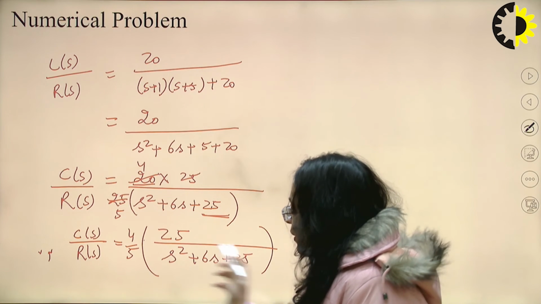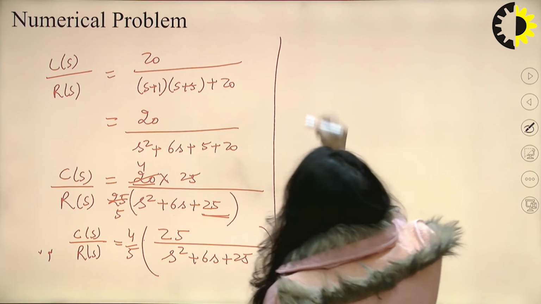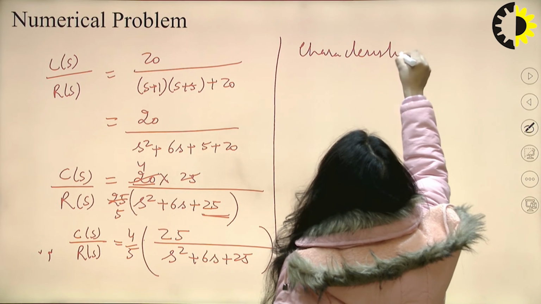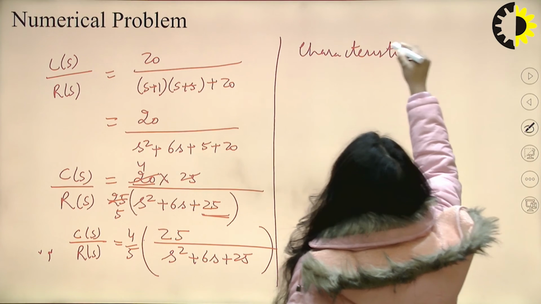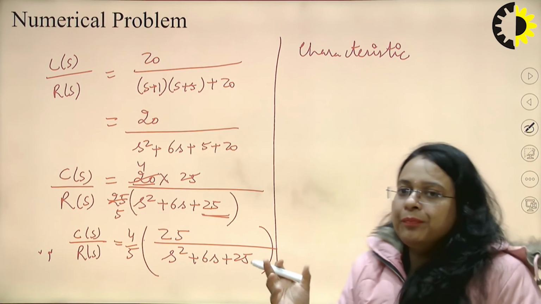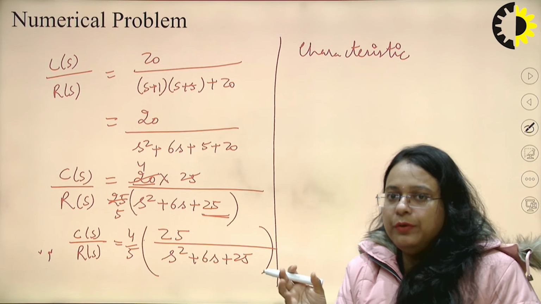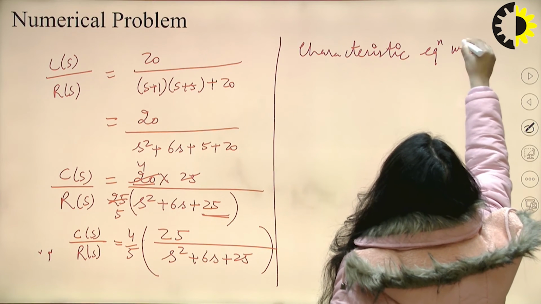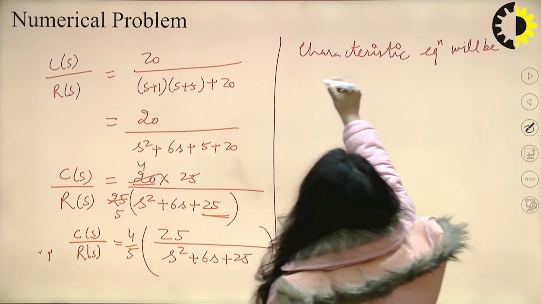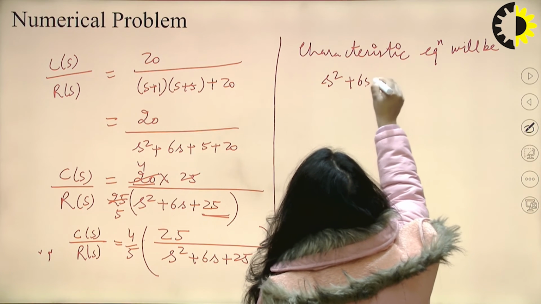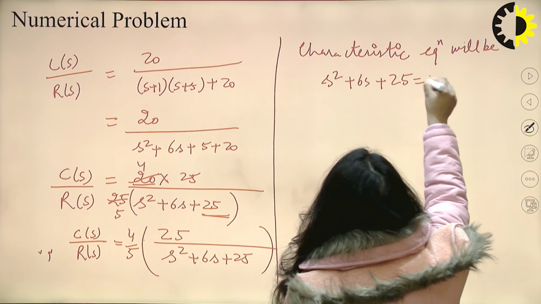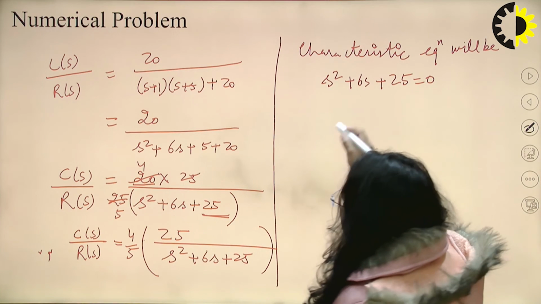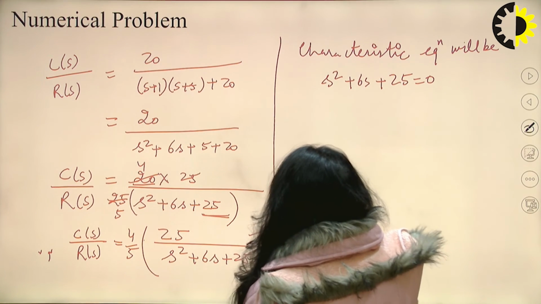Okay, and now what will be the characteristic equation for this question? The characteristic equation will be the denominator of the transfer function when we equate it to 0. So the characteristic equation will be s square plus 6s plus 25 is equal to 0. So this will be the characteristic equation. Let me write this as equation 1.